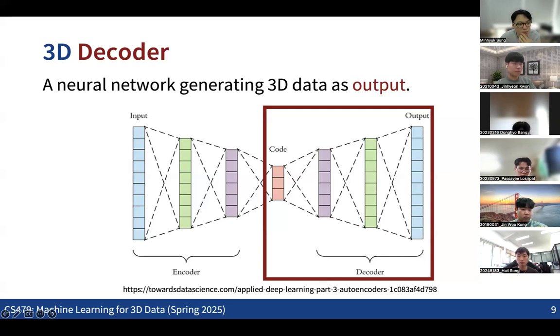So in this course we are going to discuss different kinds of neural networks that can either encode or decode 3D data. And we can also think about a combination of the encoding and decoding architectures, which would be an autoencoder, and we're also going to discuss that. But those are the big classifications of neural networks for 3D data.